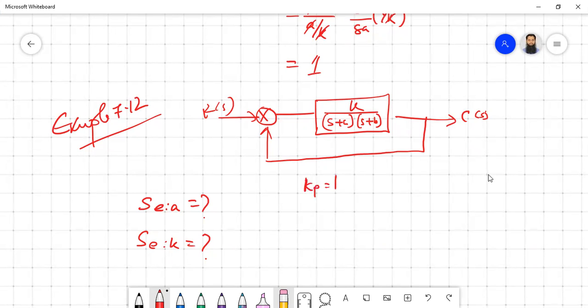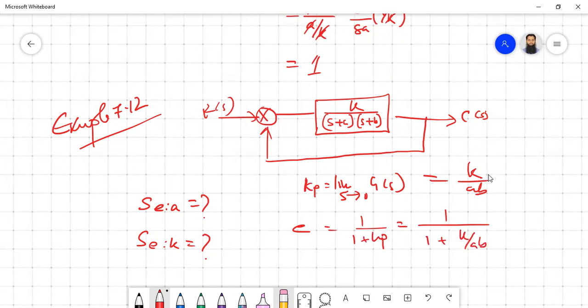Okay, so the Kp is limit S tends to 0, G of S. So basically K by AB. Now the error is basically 1 by 1 plus Kp. That is 1 by 1 plus K by AB. So what do we have: AB plus K divided by AB? So AB can be going up. So this is your error.